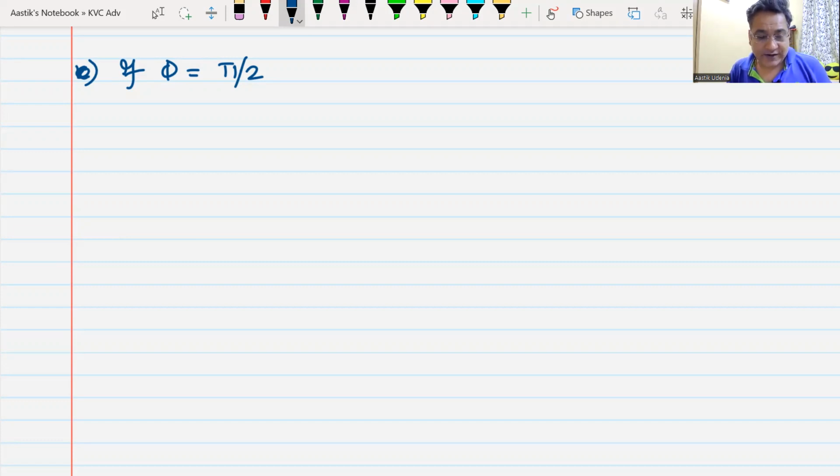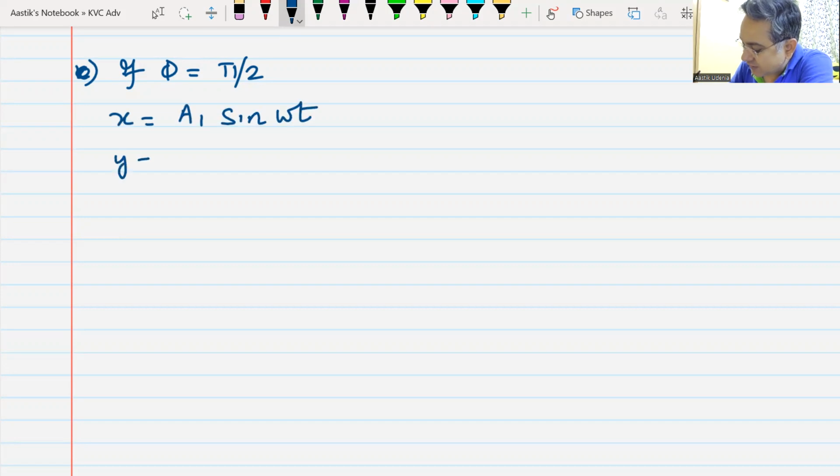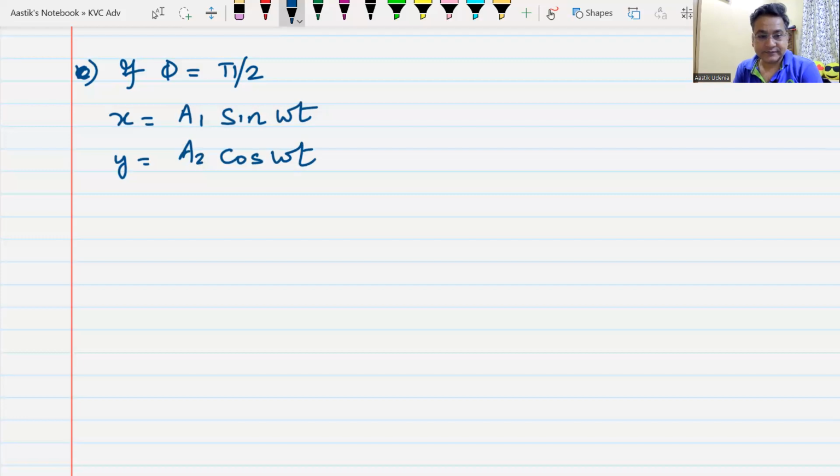If the phase difference is pi by 2, then what happens? Your x equation becomes a1 sine omega t, and the equation along the y axis becomes a2 cos omega t. Do we understand this? Yes, sir.